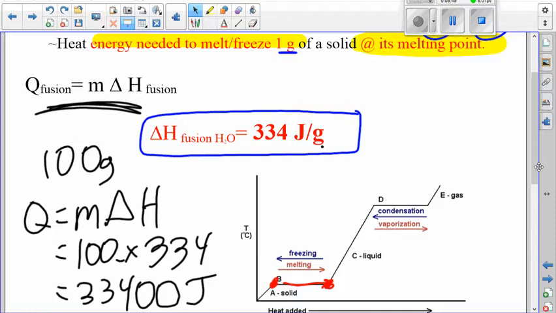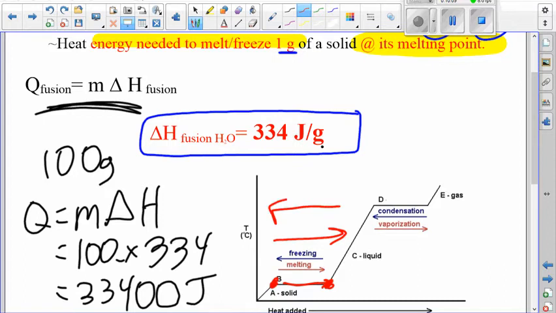So we're never going to worry about negative or positives on these. They'll always be positive since they're Q's. And the way we'll indicate which direction it's going is by saying, oh, this energy is absorbed or this energy is removed. Does that make sense? Okay? So if we're going this way, we're melting it. That energy is being absorbed, is going in. If we're going this way, that energy is being removed, is being released, that kind of thing.